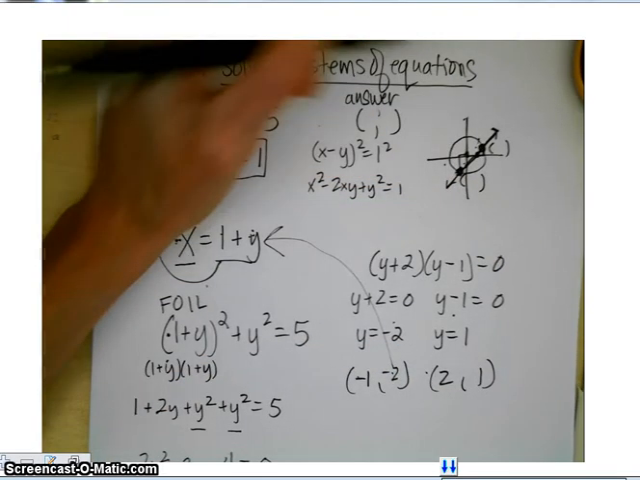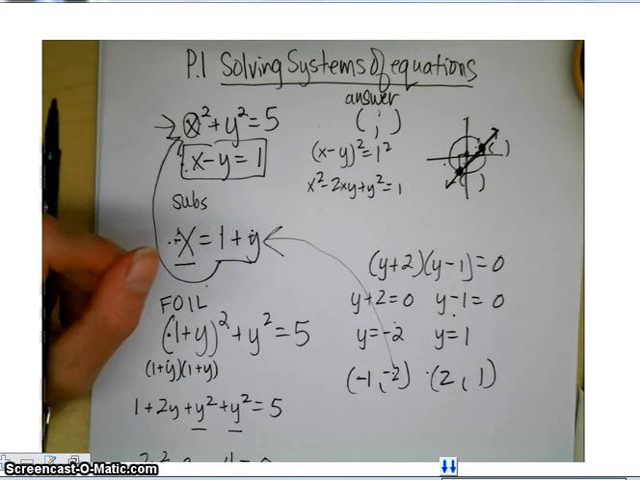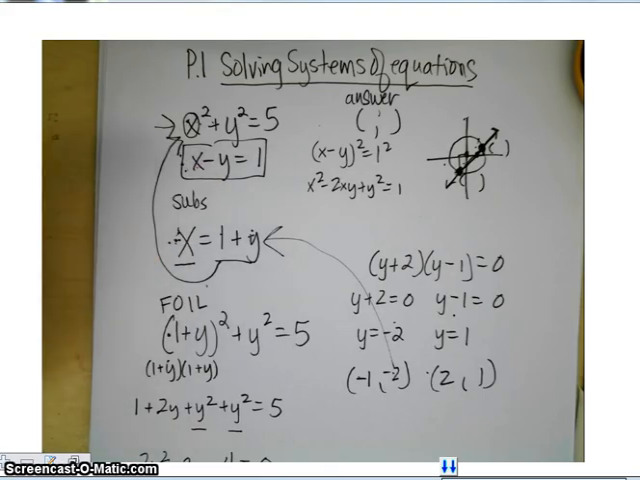Hey, that looks kind of like the points from the graph. So you've got a few of those. Basically in section P1, all you have left are solving systems and symmetry questions.